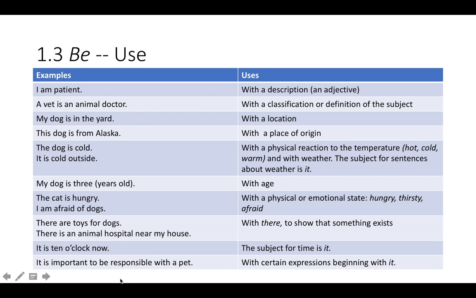And here's another kind of it when I say it is important to be responsible with a pet. This is a way of saying that you should be responsible with a pet, or we know it's important to be responsible for a pet. It's an expression, we use it and then is. I can say it is important to be responsible. I can say something like it is difficult to learn English. I can say it's fun to go to Disneyland.